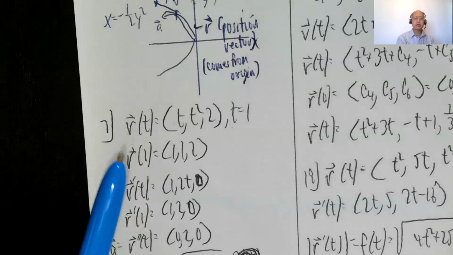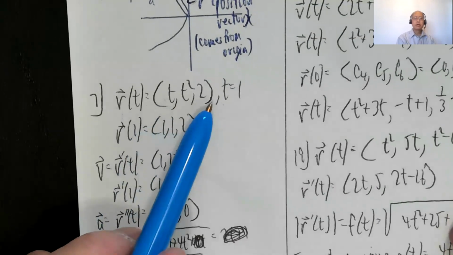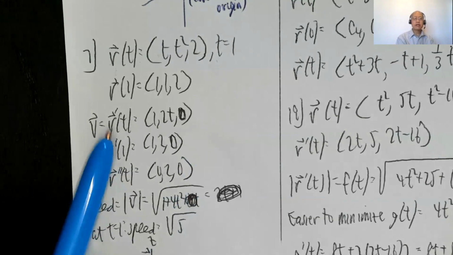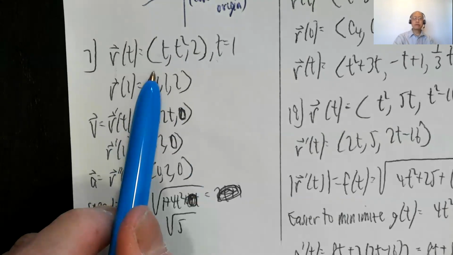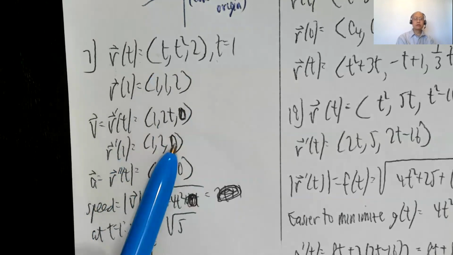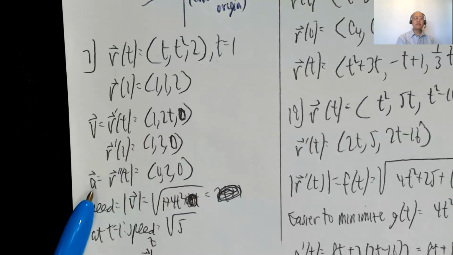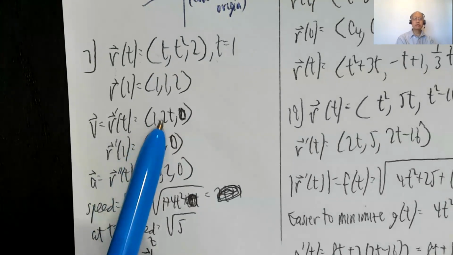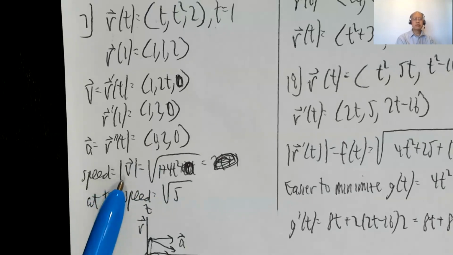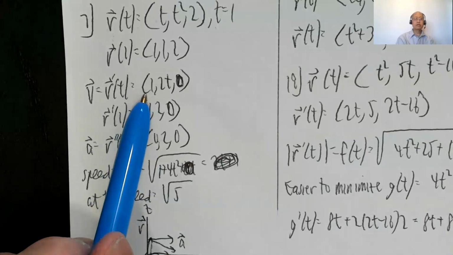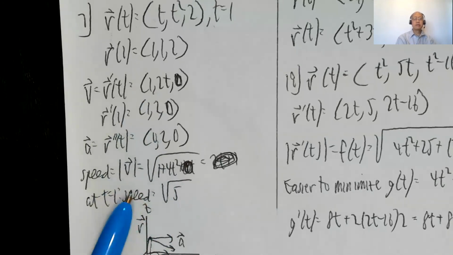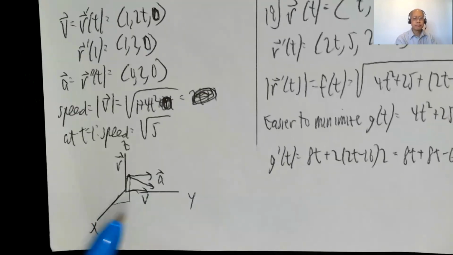All right, 7, 3-dimensional, t equals 1. Position vector, just plug in 1: 1, 1, 2. Velocity vector, differentiate, which means take three derivatives: 1, 2t, 0. Plug in 1: 1, 2, 0. Acceleration vector is a second derivative, so 0, 2, 0, or 2j. Speed is the magnitude of the velocity vector, so square root of 1 squared plus quantity 2t squared, 4t squared, plus nothing, and plug in 1: radical 5.